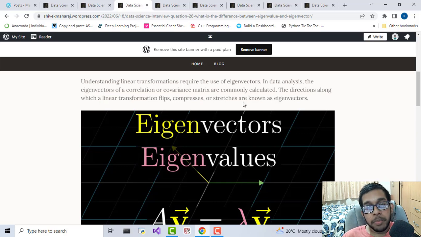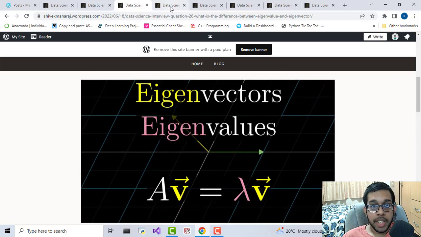To put it simply, once you hear the word vector, eigenvector, you should know vectors have direction, and that is why eigenvectors are pointing to the directions along which a linear transformation flips, compresses, or stretches. So that's what we have there.